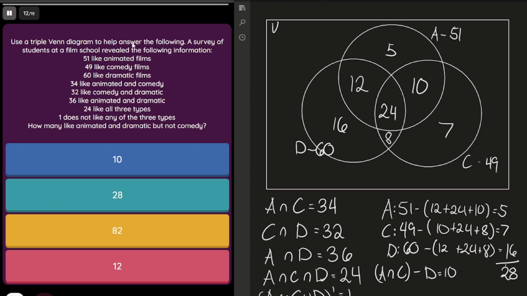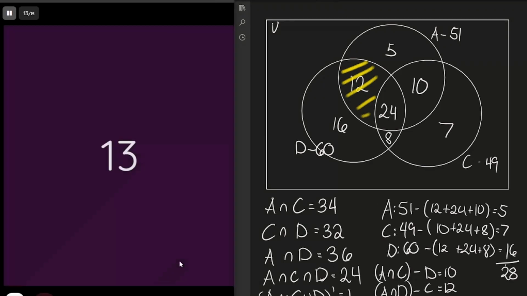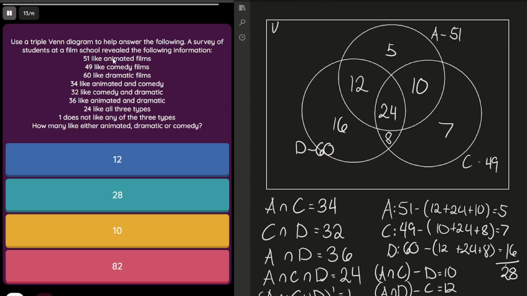Question 12. Same given, different problem. How many like animated and dramatic but not comedy? Same approach with the previous question. Animated and dramatic minus comedy. The shaded area should be this one. So the answer should be, there you go.